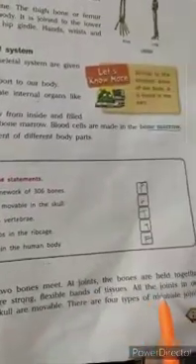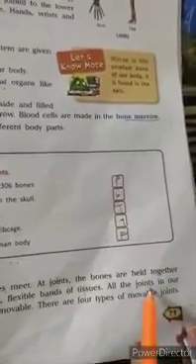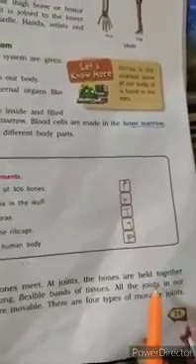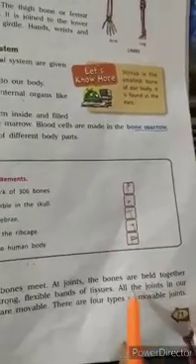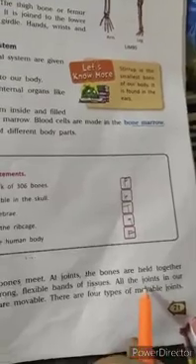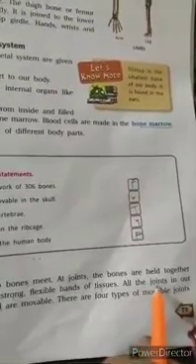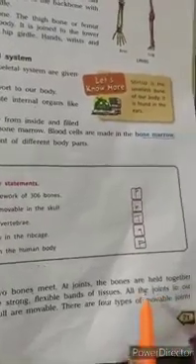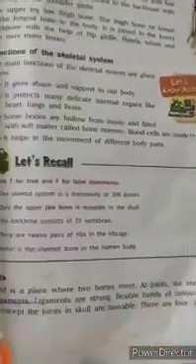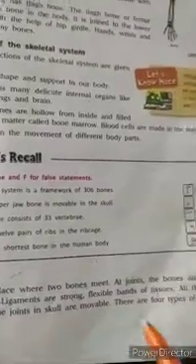All the joints in our body except the joints in the skull are movable. Means we can move all the joints present in our body. We can move the joints of our knee, elbow, shoulder, hip, everywhere. But we cannot move the joints in the skull, isn't it? Can we move the joints in the skull? No, we can't. That's why it is said that all the joints in our body except the joints in the skull are movable.